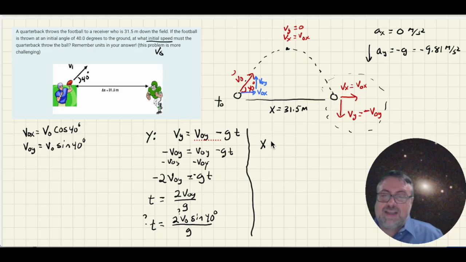So in the x direction, I do know the distance the football will go. So I will start with the equation x equals x naught plus V naught in the x direction times time plus 1/2 the acceleration in the x direction times time squared.